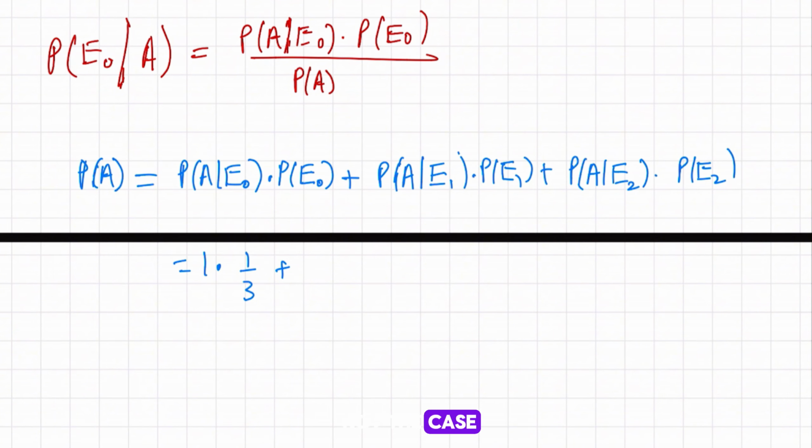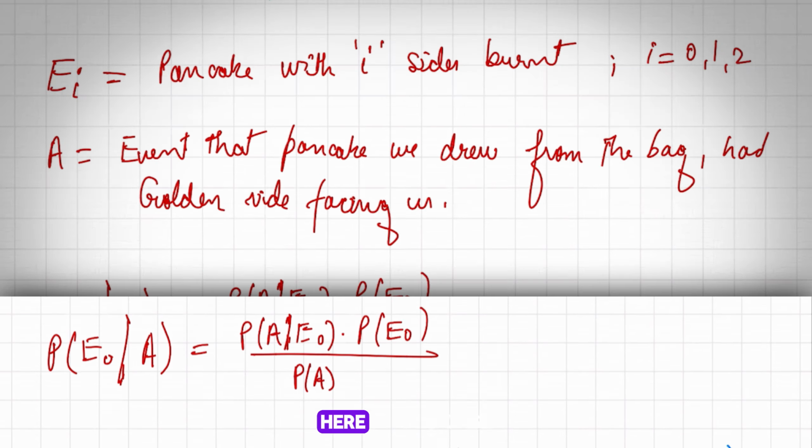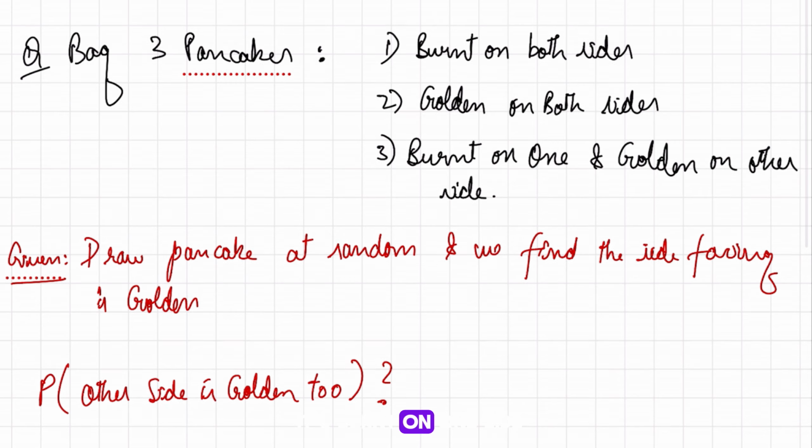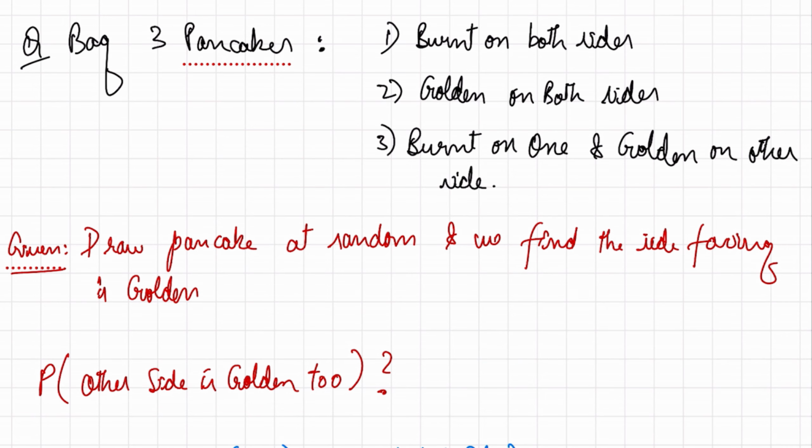Now let's go to the other case. Let's say this was not the case, but this was some other case. Let's say E1, which is burnt on one side and golden on the other side. So again, what's the probability of picking it out? It's 1/3. Now we are in this case where it's burnt on one side and golden on the other. What's the probability that the face you're looking at is actually golden in this case?